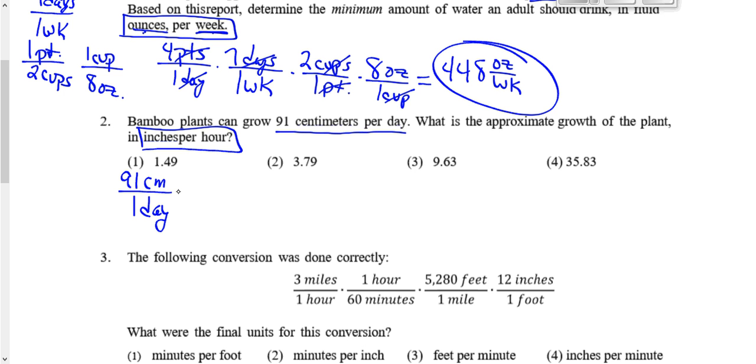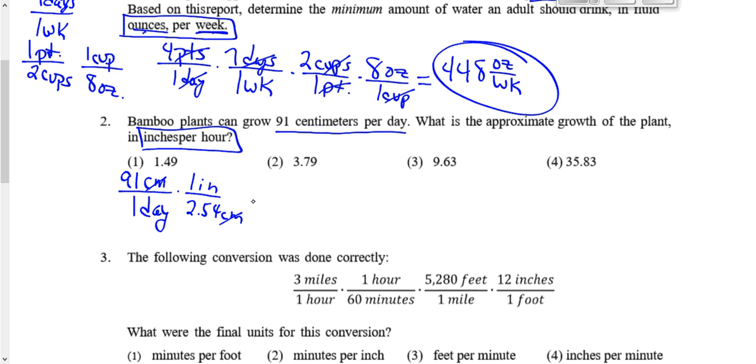And we want to get to inches, right? So maybe we're going to cancel centimeters first. You guys see on your conversion chart the centimeters and inches one? There's 2.54 centimeters in 1 inch. So 1 inch over 2.54 centimeters. That gets our centimeters out of there, and we're left with inches, right?